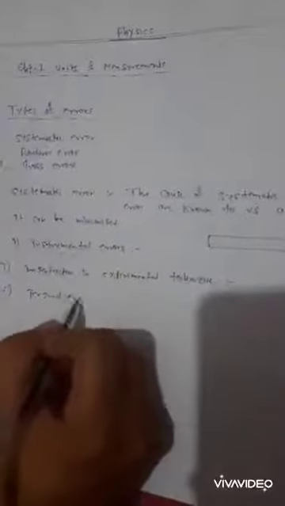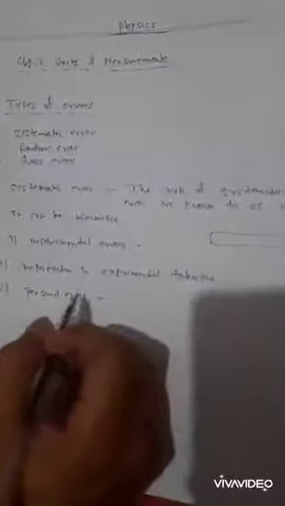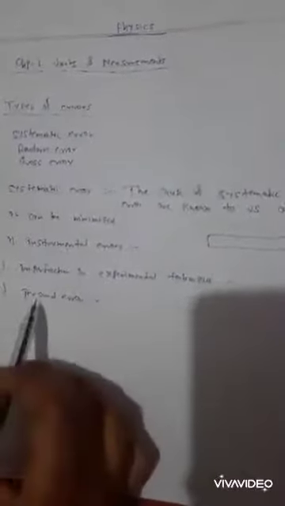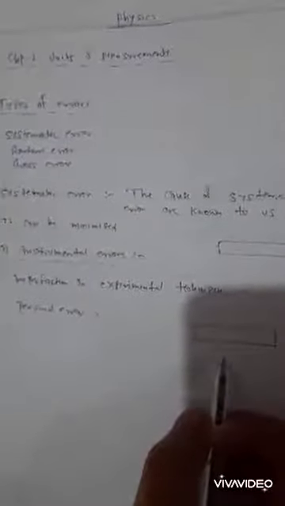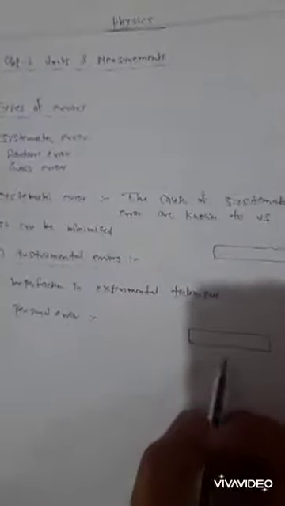Next one is personal error. Therefore, the personal error arises due to the inexperience of the observer or defect in the eyes. Suppose you are taking a child with you to measure the reading with the help of a scale, but that child doesn't know how to take the reading from the scale. So this is because of lack of knowledge of the child. You will get an error in your reading, so that comes under the personal error.